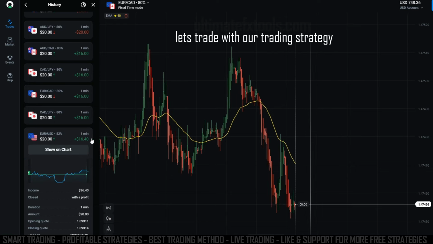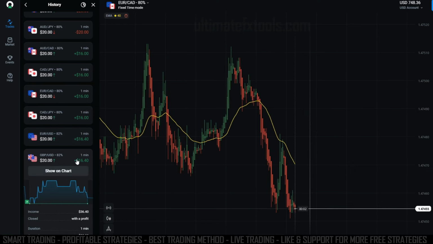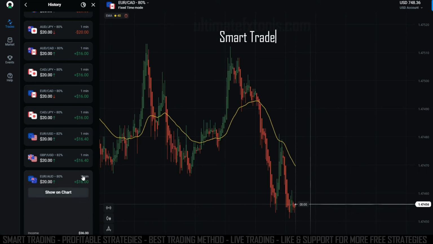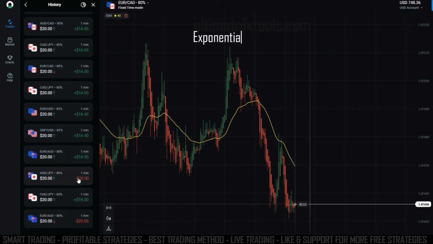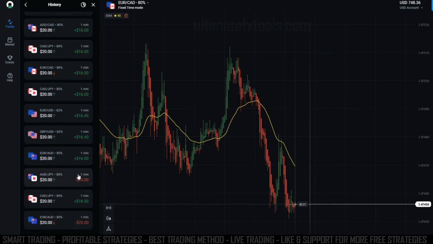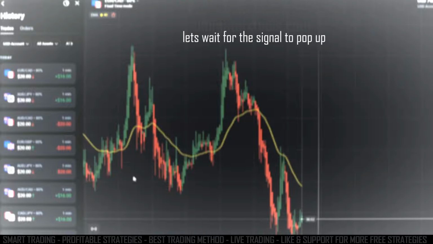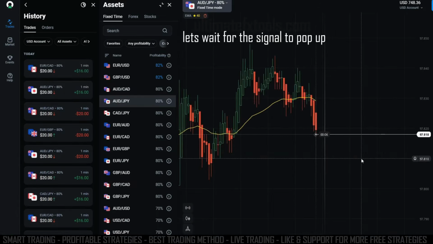We will dive in with our trading strategy on how to trade by using the Smart Trade version 2 indicator and the exponential moving average. Let's wait first for our trading signal coming from our Metatrader 4.